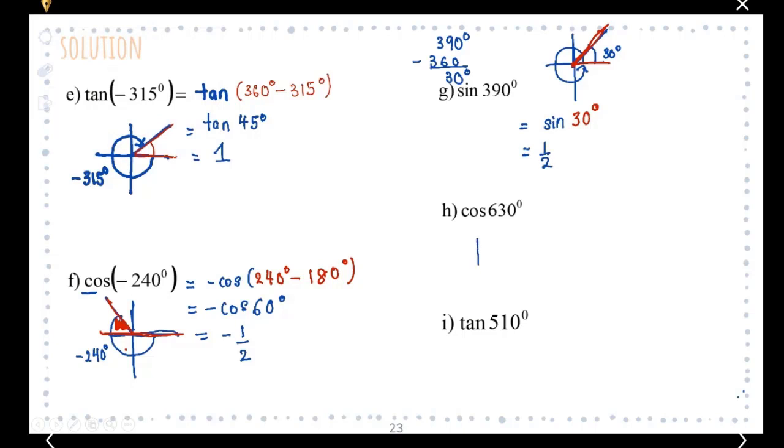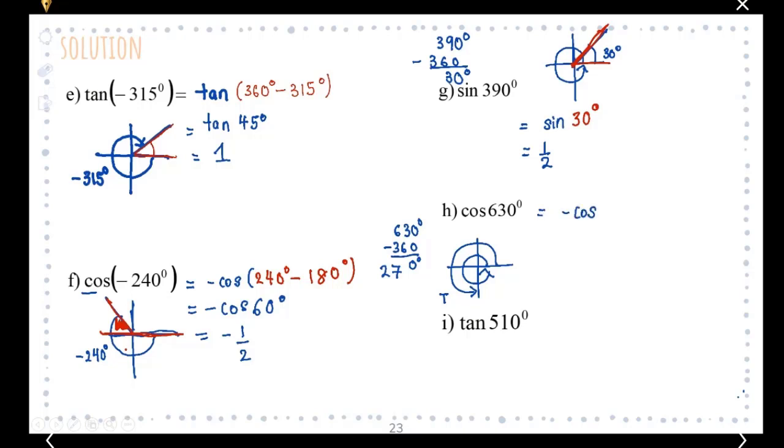Now, let's look at cos 630. First, one whole round gives us 360, so 630 minus 360 leaves another 270 degrees to sketch. Another 270 degrees goes from the positive x-axis to the third quadrant. Since 270 falls on the third quadrant, and the third quadrant belongs to tangent, therefore your answer will be negative cos.